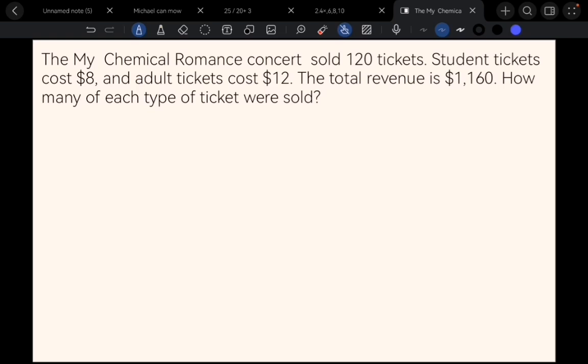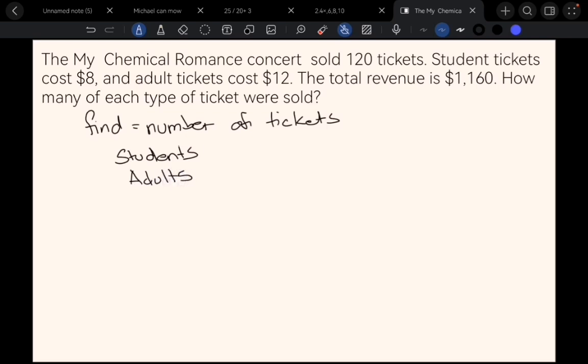And for today, we're gonna go ahead and solve one of the grade 8 word problems. Now, for this specific problem, it's a little bit complicated, but I will make sure to solve it easy for you. Now, again, we have the My Chemical Romance concert that sold 120 tickets, and we have different costing for both adults and students. All right, so we need to find the number of tickets based on the questions that we have here. So we need to simplify the formula.